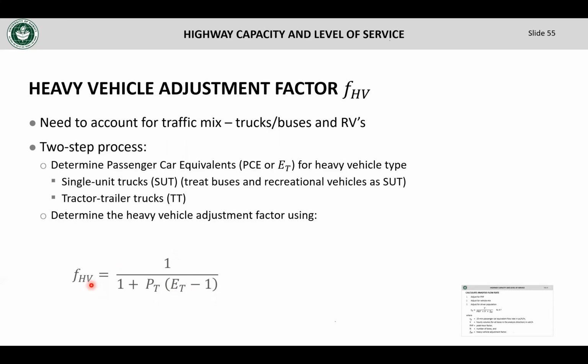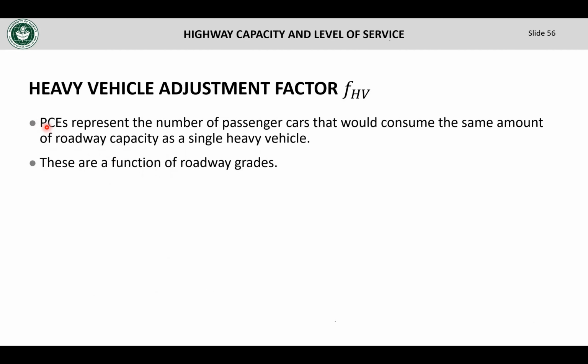So let me try to define that equation. First, let's define what passenger car equivalents are. They represent the number of passenger cars that would consume the same amount of roadway capacity as a single heavy vehicle. So basically, if you have a passenger car equivalent of 3, it means that a truck is equivalent to 3 passenger cars. These are functions of the roadway grades or the type of terrain you have.